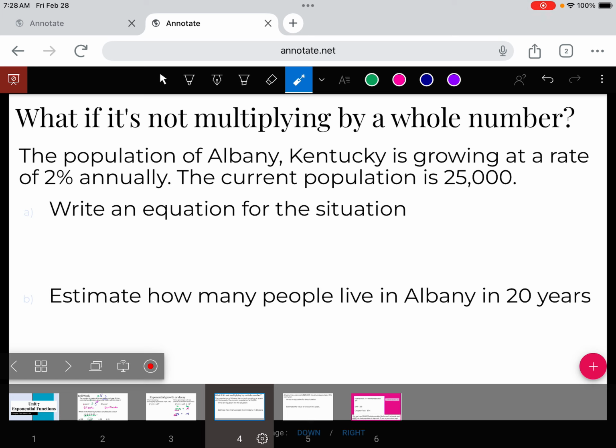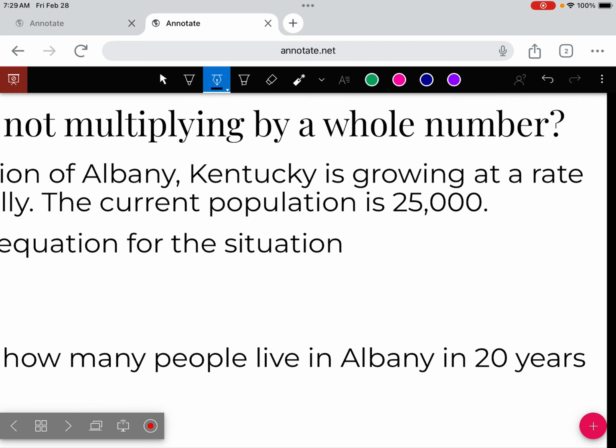So it's not doubling, it's not tripling. This one is that our population of Albany, Kentucky is growing at a rate of 2% annually. Annually just means each year. And the current population is 25,000. So we're thinking about that form we just wrote down: our A times 1 plus or minus r to the x.